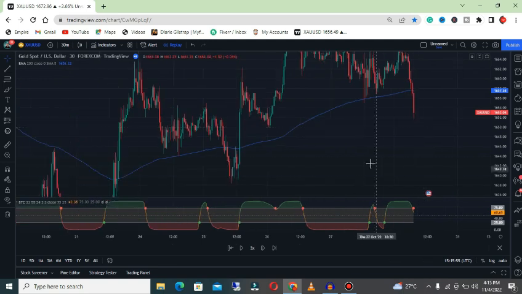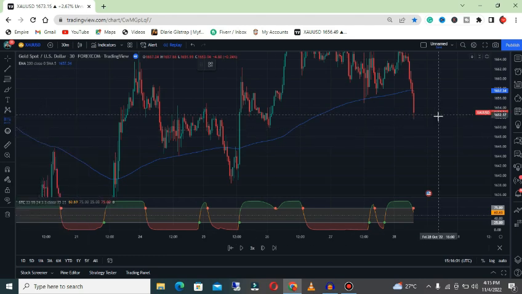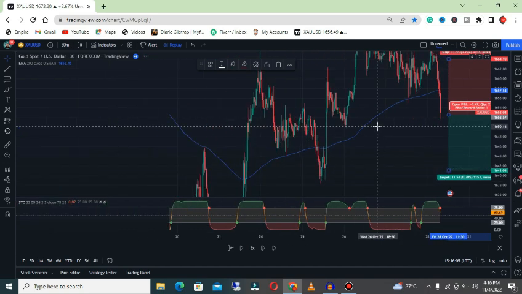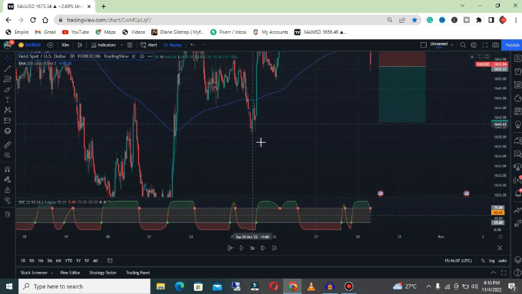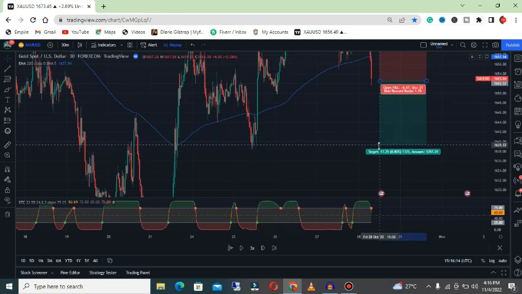So right here I'm going to place my take profit and stop loss again. It's very important. All right, so this time around, let me find a position whereby, okay, I think let me put my take profit right here.